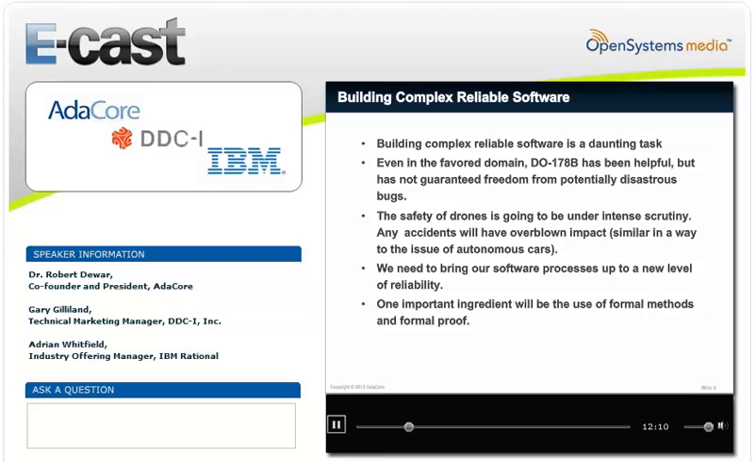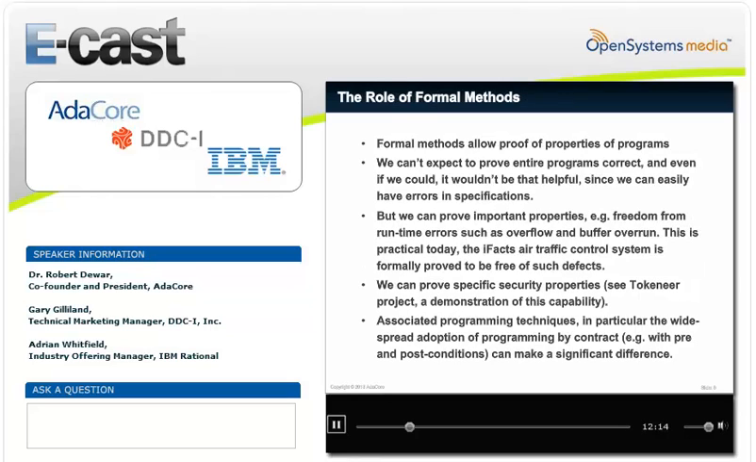Formal methods allow proof of properties of programs. We're not really interested in proving entire programs correct, and even if we could, it would be less helpful than you think, because we can easily have errors in specifications, and implementing them faithfully doesn't guarantee freedom from problems. But we can prove important properties like freedom from runtime errors such as overflow and buffer overrun. This is achievable in practice.